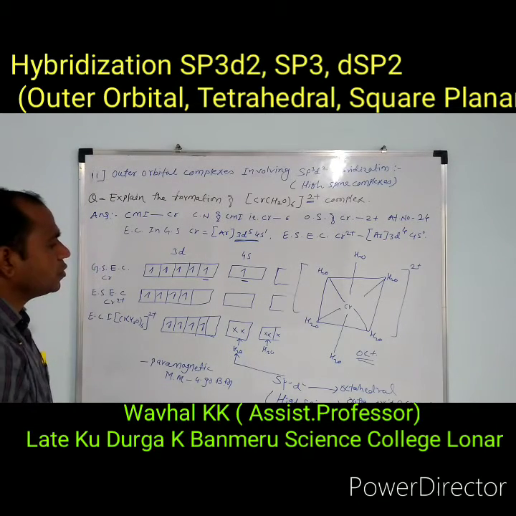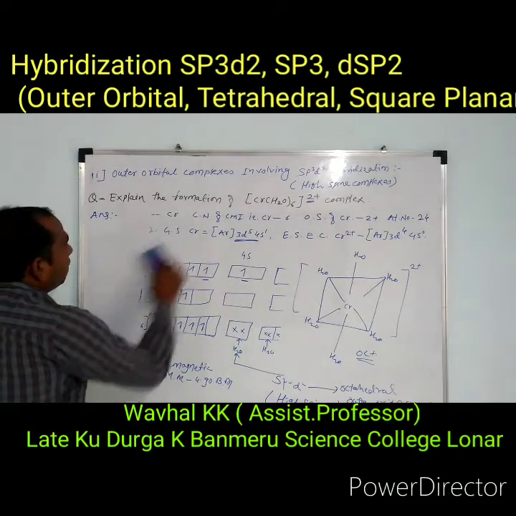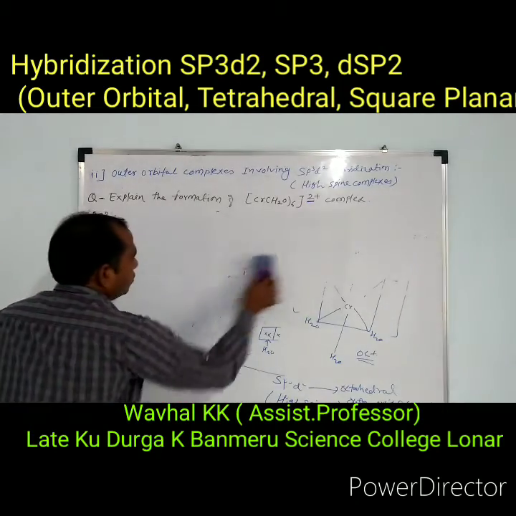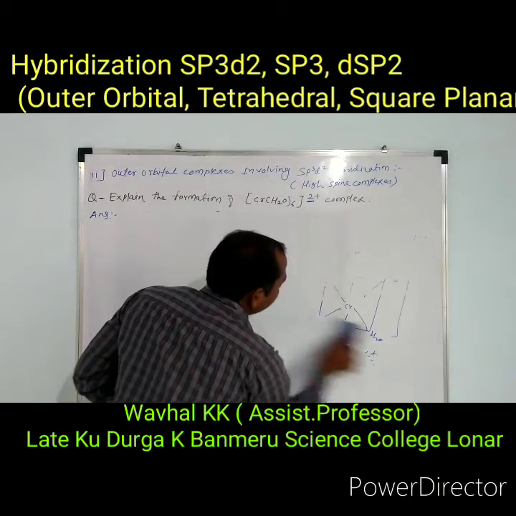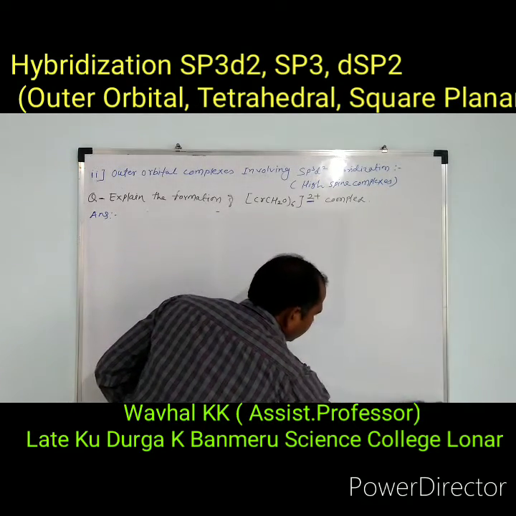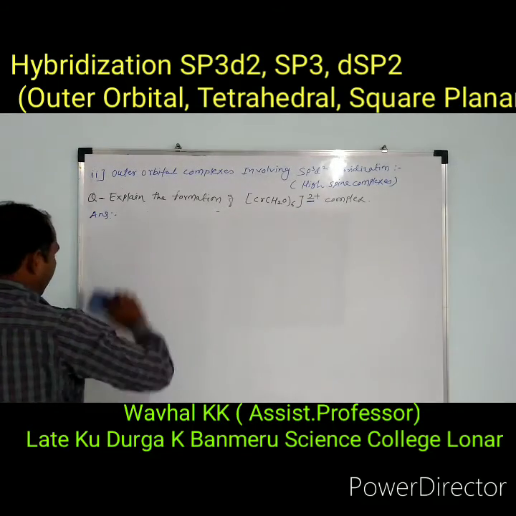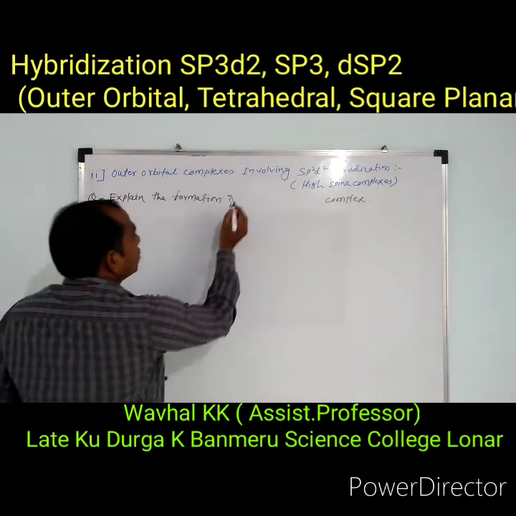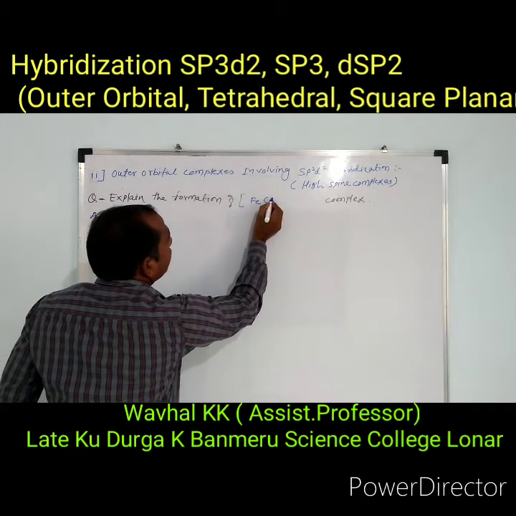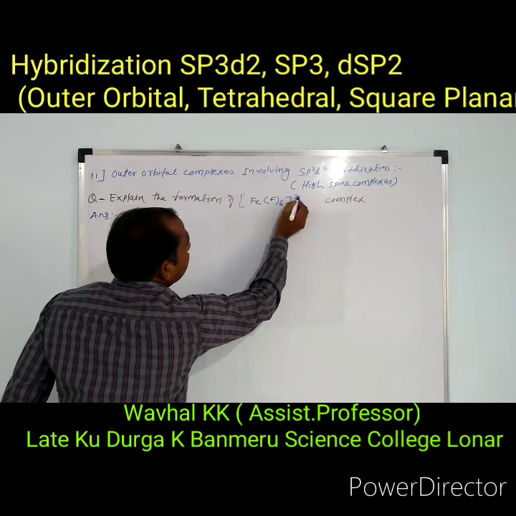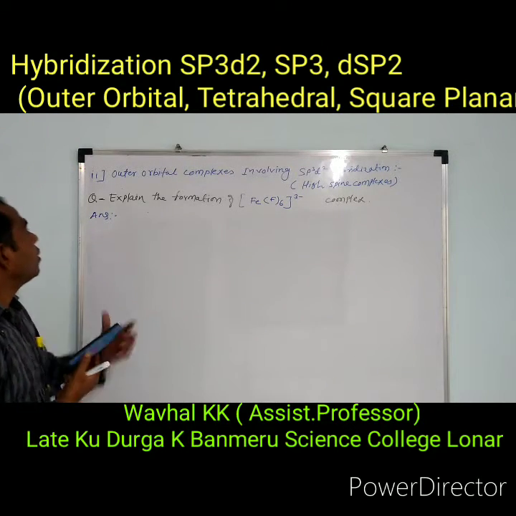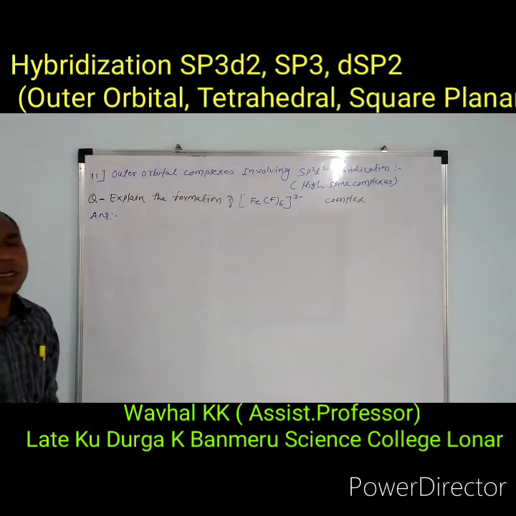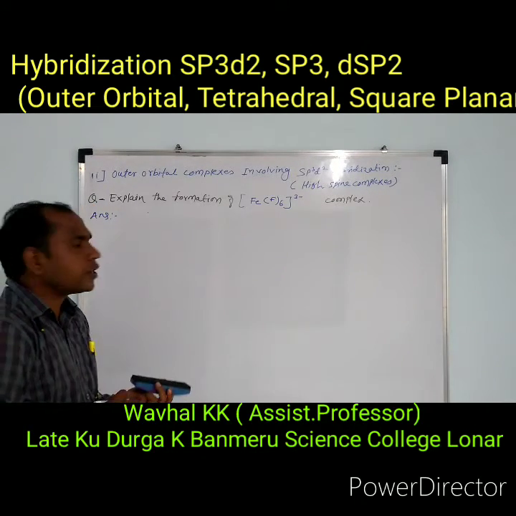Then the second example I take here. The second example of an outer orbital complex is FeF6 tripositive complex. The same question is asked: explain the formation of FeF6 3- complex. The answer to this question is written in this manner.